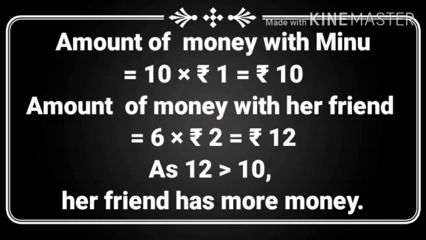The amount of money with her friend is equal to 6 multiplied by rupees 2. The answer is rupees 12. As 12 is greater than 10, her friend has more money.